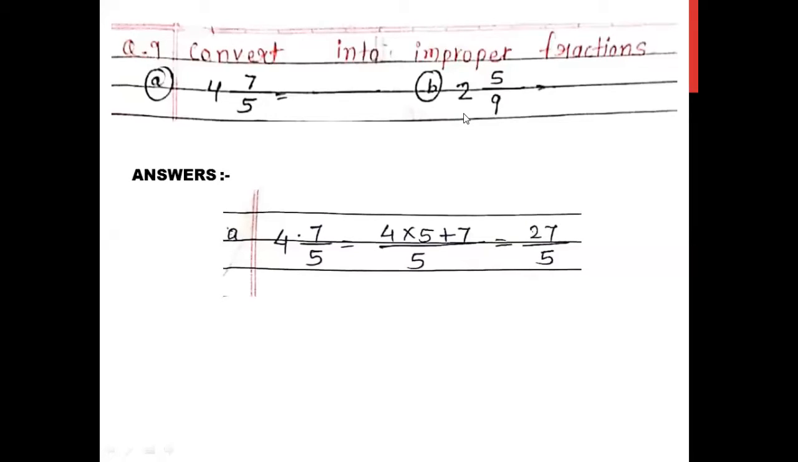Now the next number is 2. So next is a mixed number. Who will read the mixed number? You have to know how to. Read this mixed number. 2 and 5 upon 9. Because you have to know. 5 upon 9. Yes, 2 and 5 upon 9.